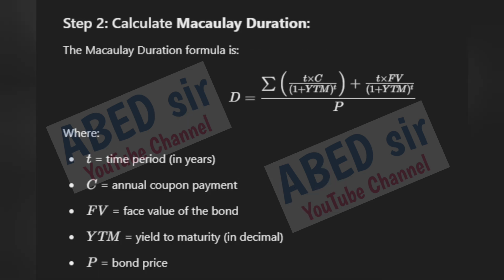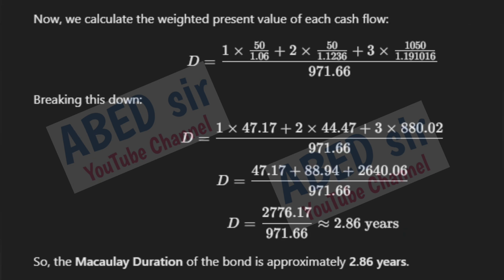Step 2. Calculate Macaulay duration. The Macaulay duration formula is given, where T is equal to the time period in years. Now, we calculate the weighted present value of each cash flow. Breaking this down, the Macaulay duration of the bond is approximately 2.86 years.